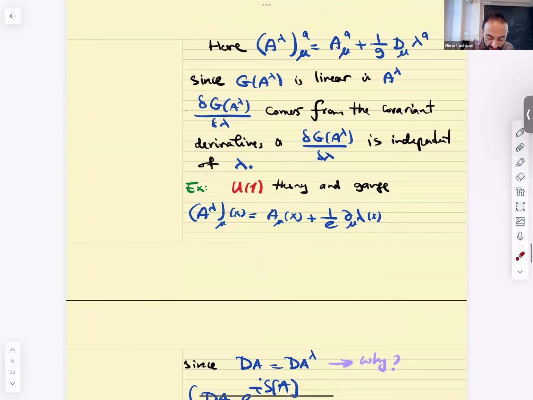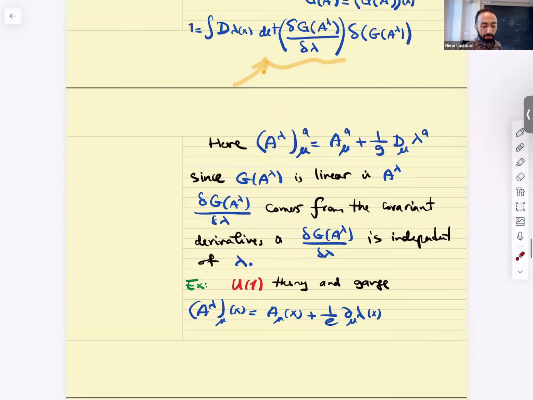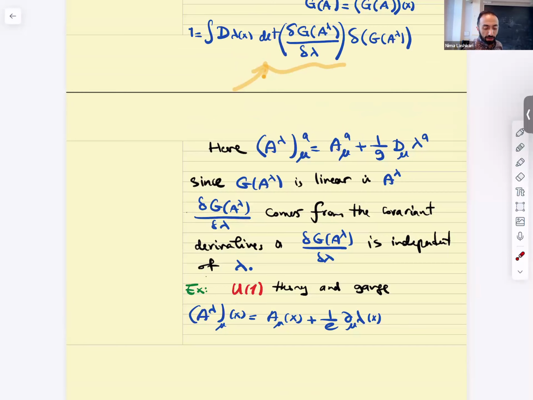I was going to do this calculation for the case of U(1), but I forgot to finish it. This guy is independent of lambda, so I can bring it out. That's what I just concluded. Why? Because the gauge fixing conditions I'm using are linear in lambda, in A.